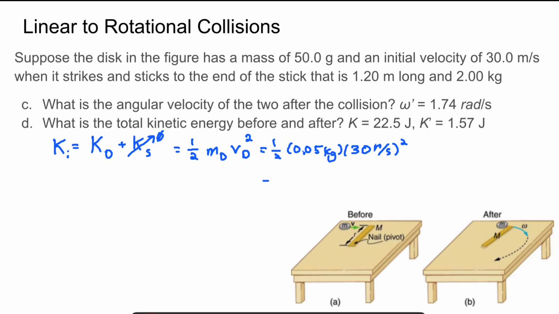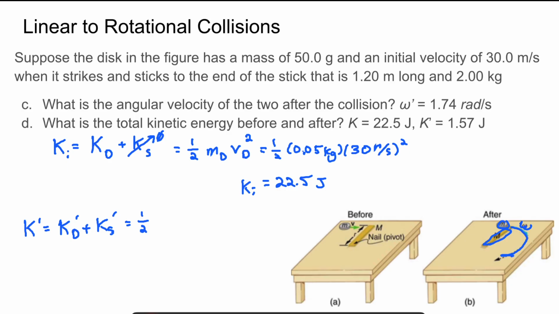So this should be 22.5 joules, our initial kinetic energy. And we can take our final kinetic energy, which is going to equal the kinetic energy of the disk plus the kinetic energy of the stick, in this case both final kinetic energies. And they both do have some energy at the end, right? They're both moving. They're both undergoing some angular velocity, some omega.